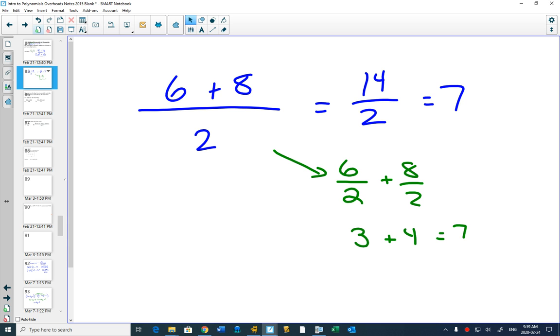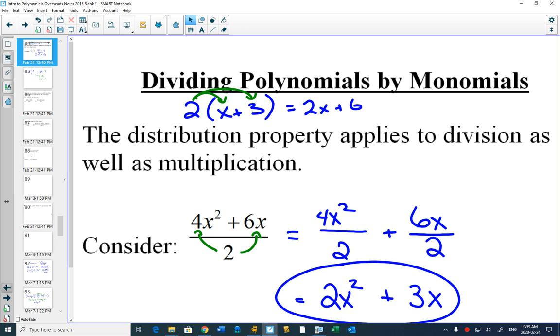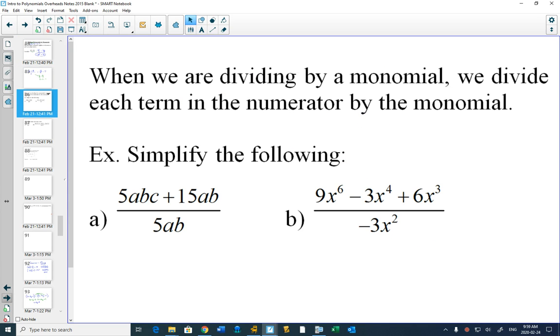Very rarely we decide, oh, I'm going to divide the 6 by 2 and the 8 by 2. But in our example, the numbers that we have on top, 4x squared and 6x, those aren't like terms. So we can't simplify them. And if we want to divide, we have to use the distributive property and divide each of them separately. So there's always a couple of steps that we're going to show in our work.